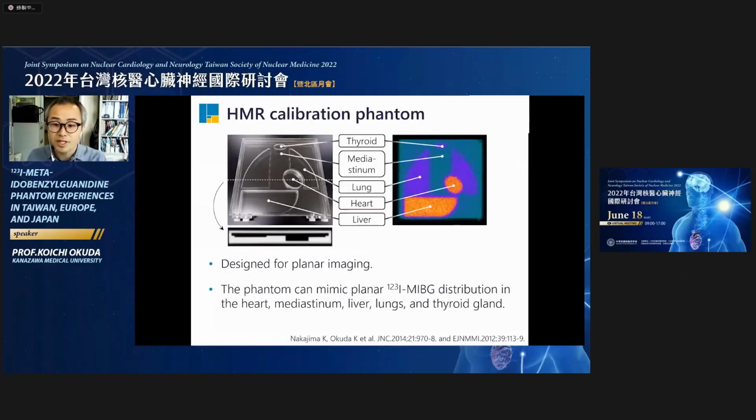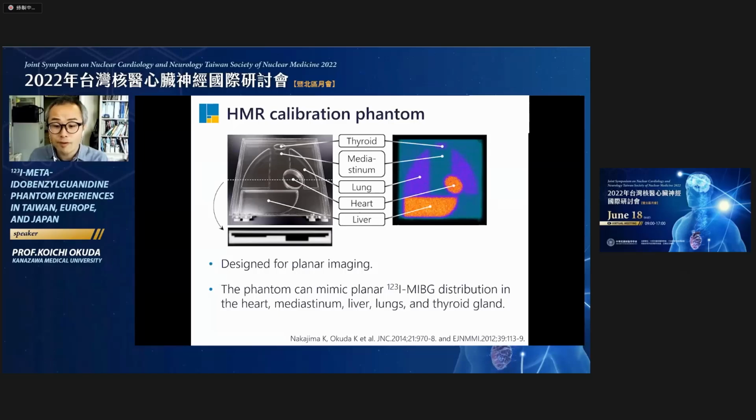To overcome these HMR variations caused by collimators, we have developed a standardization method for the calibration of HMR using a dedicated phantom for MIBG planar imaging. The MIBG calibration phantom is designed for planar imaging, and it can mimic planar MIBG distribution in the heart, mediastinum, lung, liver, and thyroid gland.